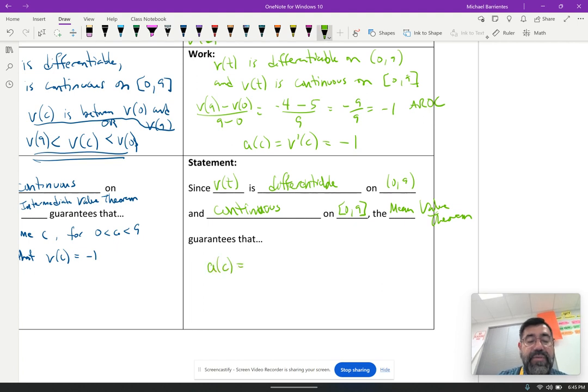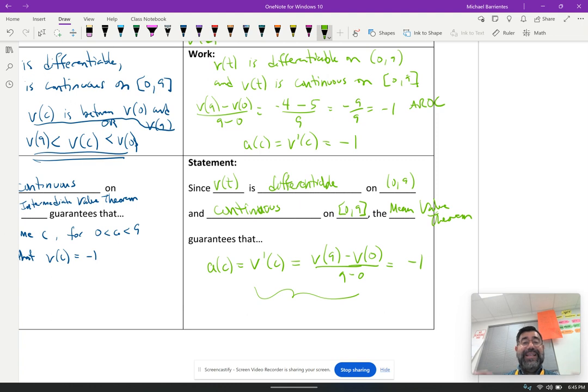a of c, which is equal to v prime of c, is equal to v of 9 minus v of 0 over 9 minus 0, which equals negative 1. This is what the mean value theorem says in its statement. But we know that v prime is really acceleration, and we know that this slope actually produces negative 1. And so that's exactly what we're looking for. We're looking to show that there's a point where the acceleration, the derivative of v, is equal to negative 1, which is the average rate of change of v over that time interval.